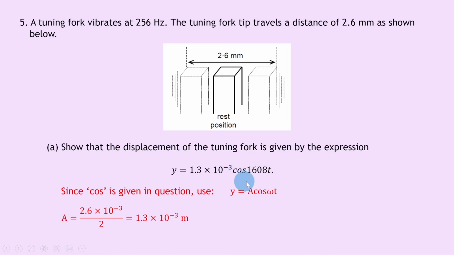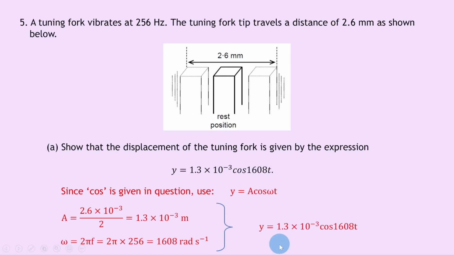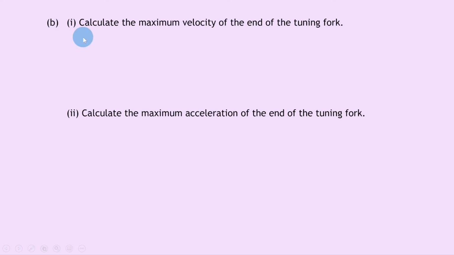And then to show that omega is equal to 1608 radians per second, we can use our relationship between omega and linear frequency f because we're told the frequency f is 256 Hz. So we have omega equals 2 pi f equals 2 pi times 256, which equals 1608 radians per second. So if we put all that together, we end up with y equals 1.3 times 10 to the minus 3 cos of 1608t.